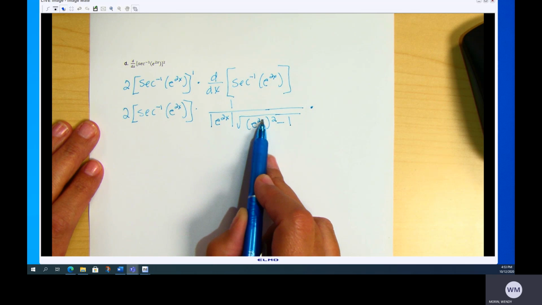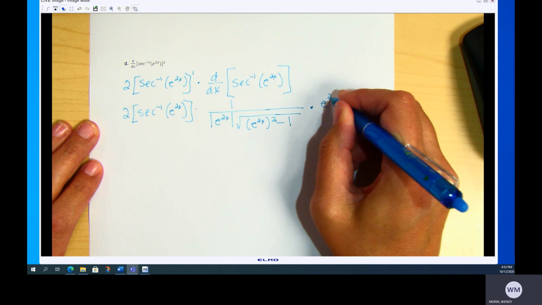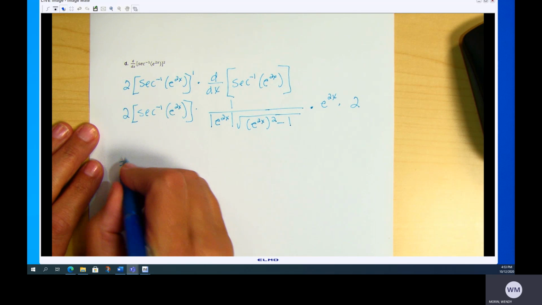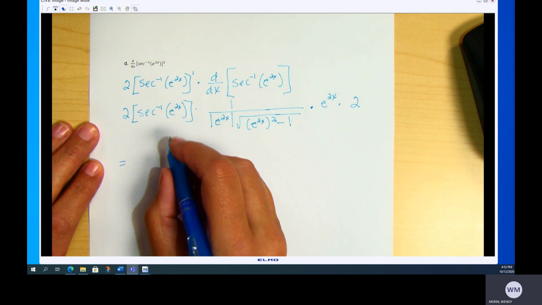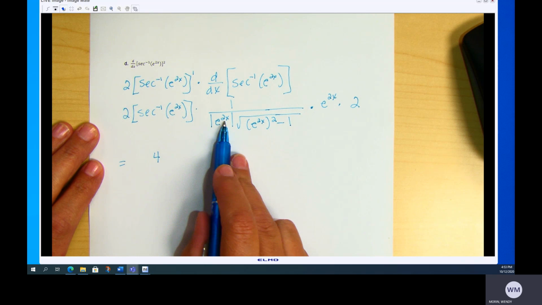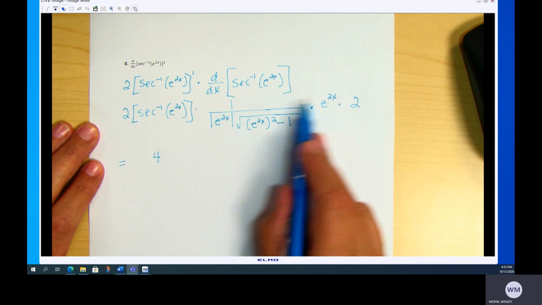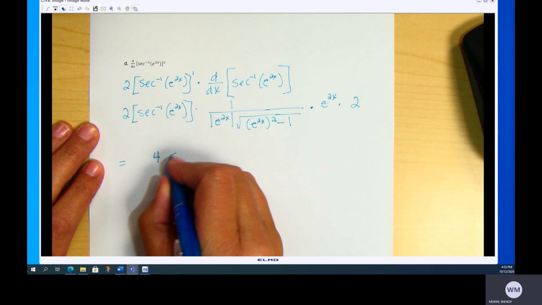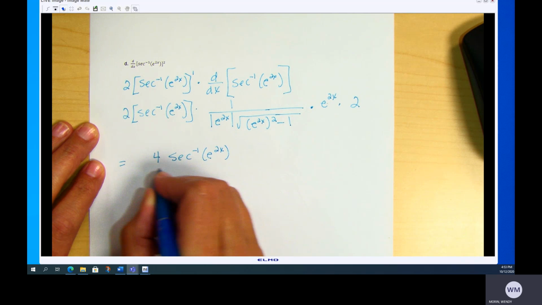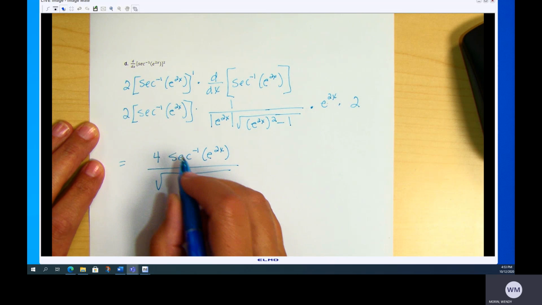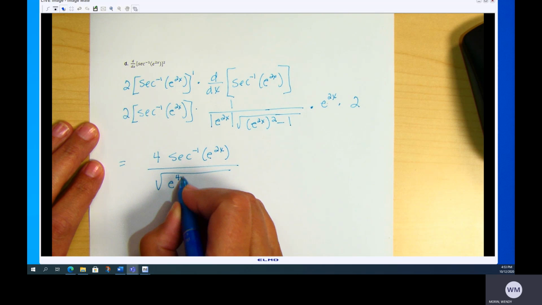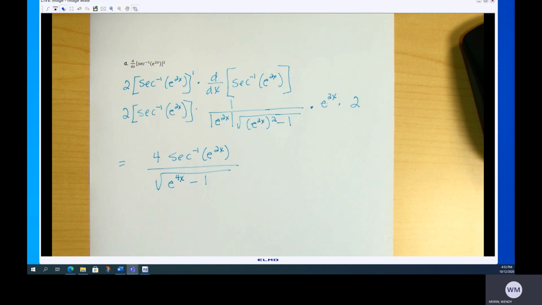This is a chain rule. E to a different u times the derivative of our u. So your final answer, let's see here. If you got 2 times 2 on the top, that gives you a 4. This absolute value is going to be positive, so we're going to divide it by this one. So those are going to cancel. And you're left with arc secant of e to the 2x, all divided by the square root of e. That is power of a power, so you multiply them together, and there's your final answer.